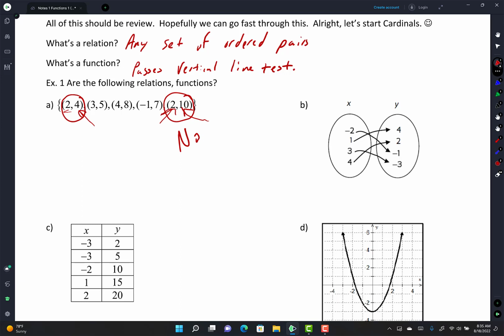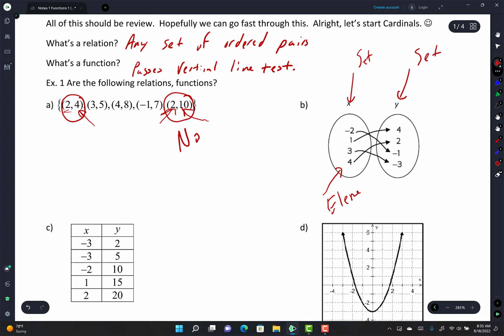All right, so these are called elements, and this is usually called a set, like set X, and then set Y. And inside this set, those are called elements, whenever you see them written this way. And there's a whole math course dedicated to all this, number theory and sets and subsets and all that good stuff. But right now we're just doing basic stuff.